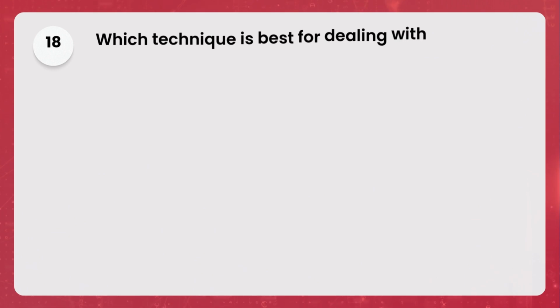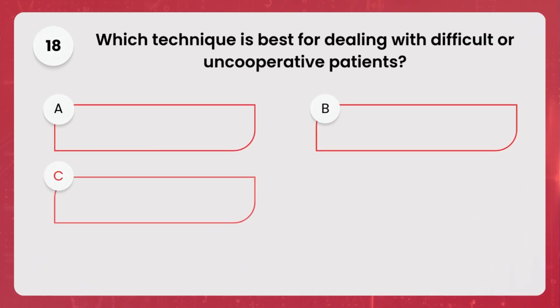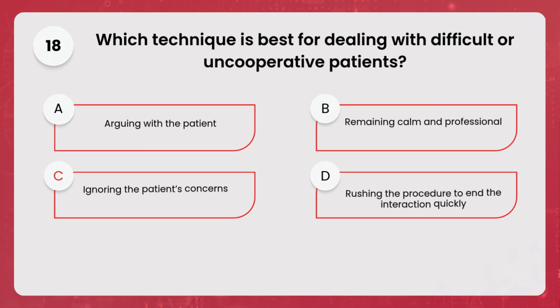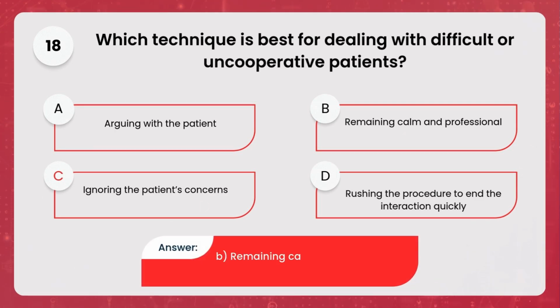Number 18. Which technique is best for dealing with difficult or uncooperative patients? A. Arguing with the patient. B. Remaining calm and professional. C. Ignoring the patient's concerns. D. Rushing the procedure to end the interaction quickly. The answer is B. Remaining calm and professional.